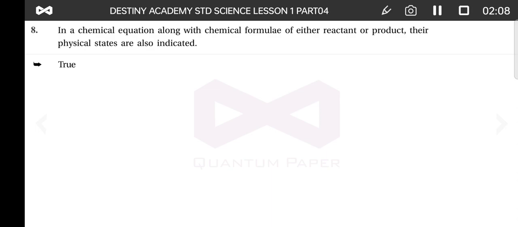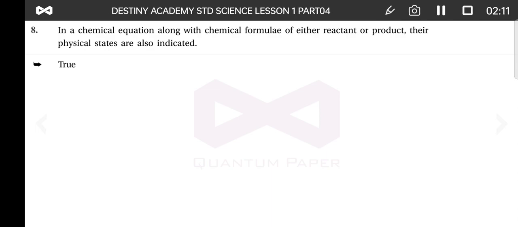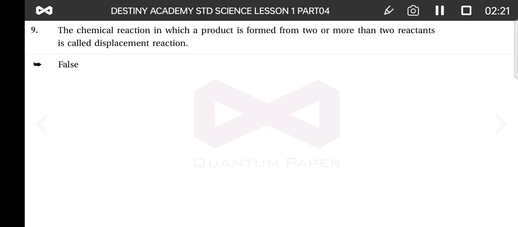In a chemical equation, along with chemical formulae of either reactant or product, the physical state are also indicated. True. The chemical reaction in which a product is formed from two or more than two reactants is called displacement reaction. This is a false statement.